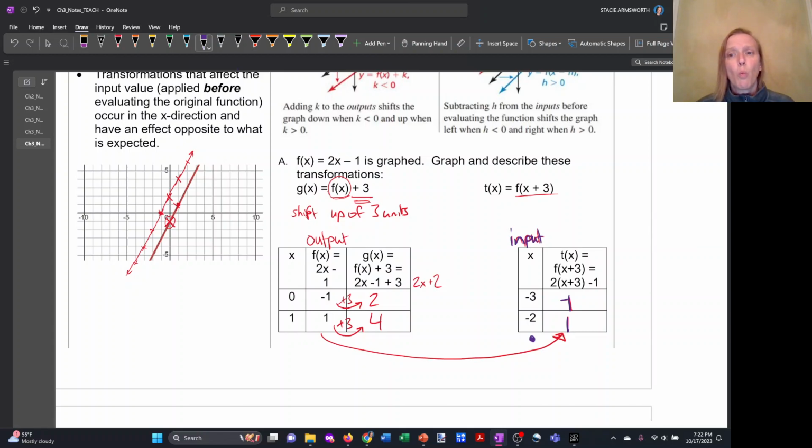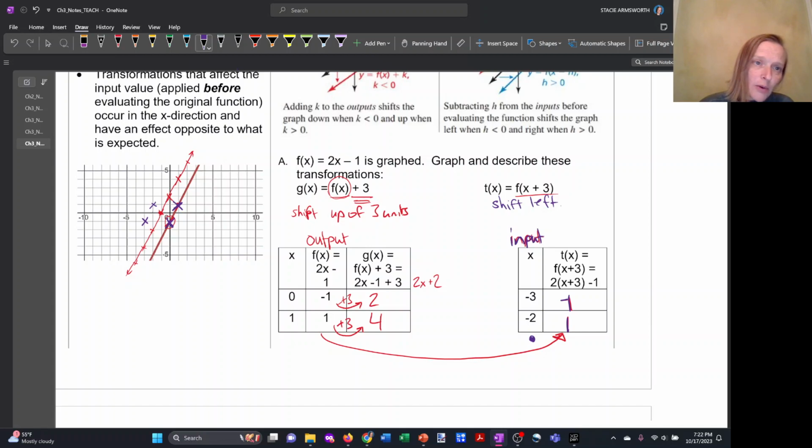So what I have now when I draw this graph is a point at negative 3, negative 1. 1, 2, 3, negative 1. I have a point here. And I have a point at negative 2, positive 1. So these original points on my original graph, you can see that this is now a shift to the left.